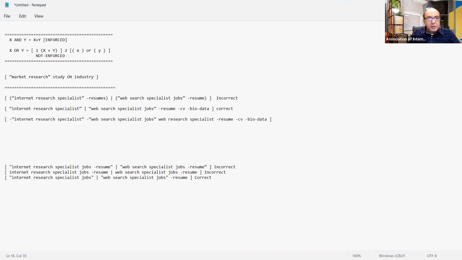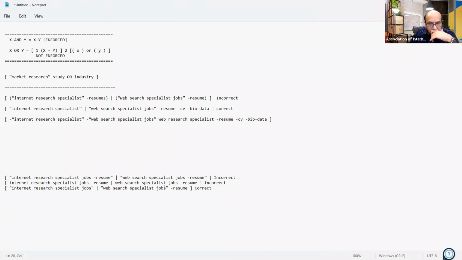Okay. This part clear? What else is there? Okay, so that's about it basically for the minus sign, eh?